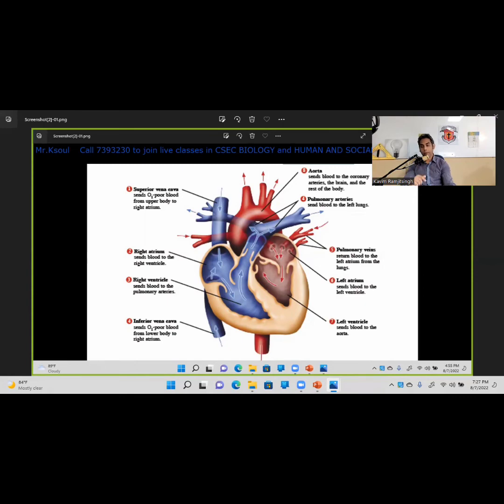And let's recap. It comes from the head, upper body, and lower body, deoxygenated via the vena cava, flows into the right atrium, right ventricle, up the pulmonary artery, where it is oxygenated, comes back to the heart via the pulmonary veins, into the left atrium, left ventricle, and then it goes up the aorta, back to the head, upper body, and lower body. Right? So I hope that we learned that and we understood that, right? And let's just look at the other concepts in the syllabus.